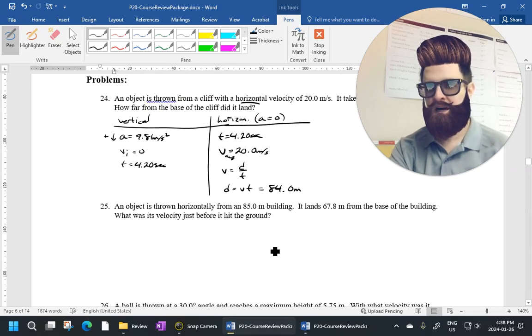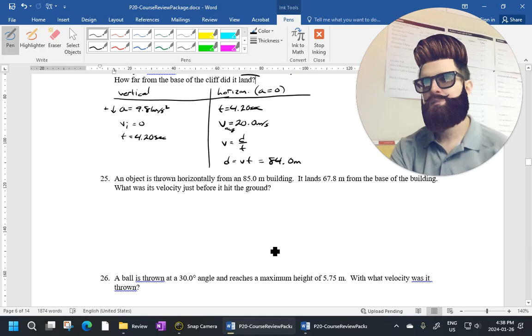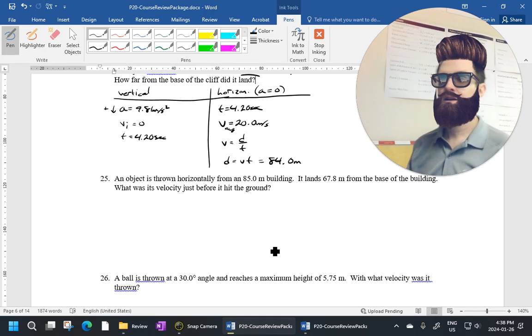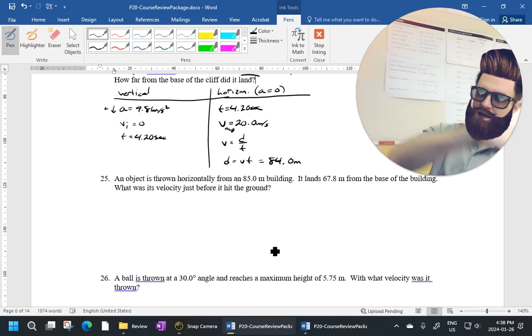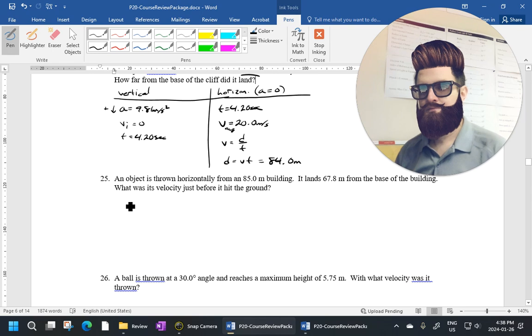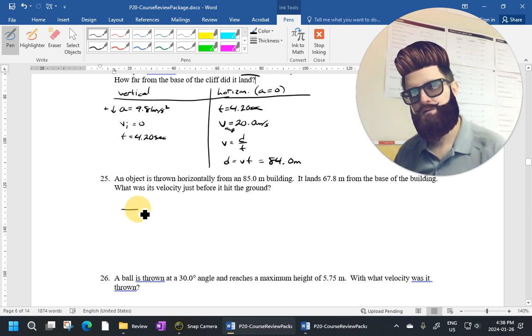Building, thrown horizontally again. What's the velocity just before it hits the ground? Okay, this is a more difficult question because velocity, remember, has to have direction to it. If I throw something horizontally, it's going to hit the ground at an angle. I'm going to have to find out what that angle is. But it's thrown horizontally and lands a certain distance. What's its velocity? So let's see what we have.